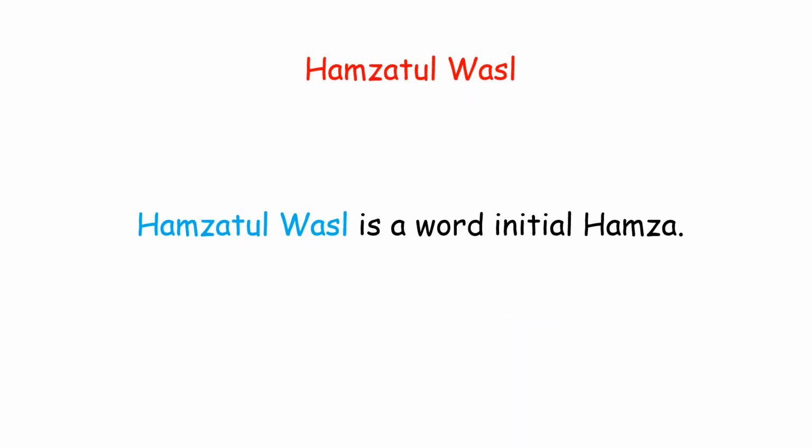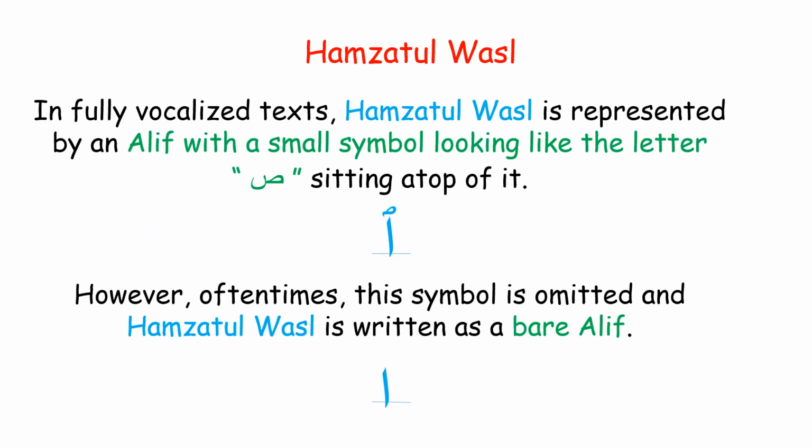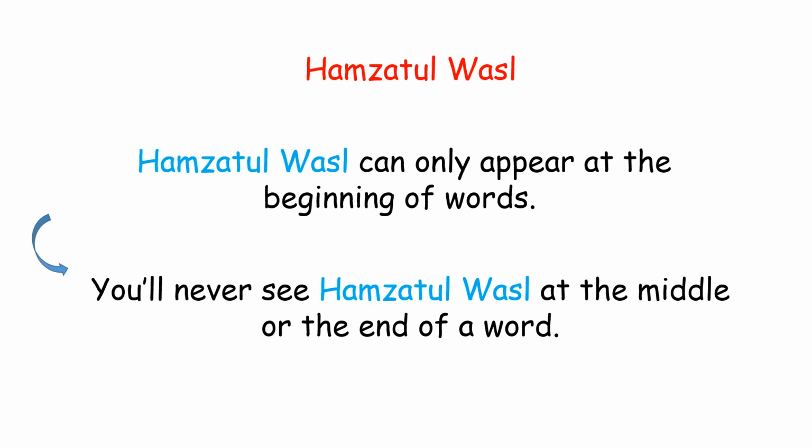Hamzatul Wasl is a word initial Hamza that looks like an alif with a small fish-like symbol atop of it. Hamzatul Wasl can only appear at the beginning of words. You will never see Hamzatul Wasl at the middle or the end of a word.